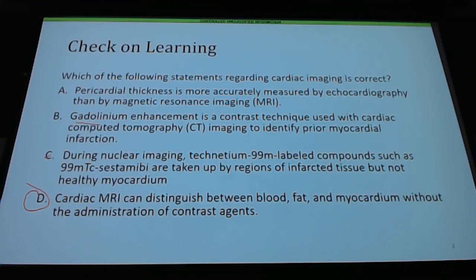Gadolinium is an MRI contrast. It is not a CT contrast. So that's wrong for that reason. And then pericardial thickness is more accurately measured by echo than by MRI. And basically it comes down to both are very accurate. So it's not more than. So that's why A is incorrect.